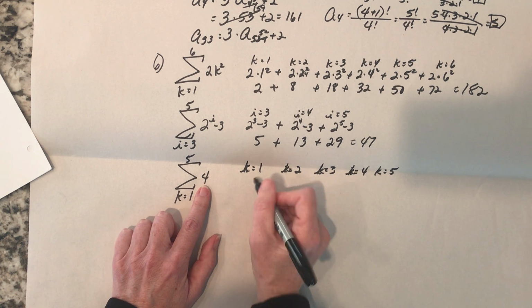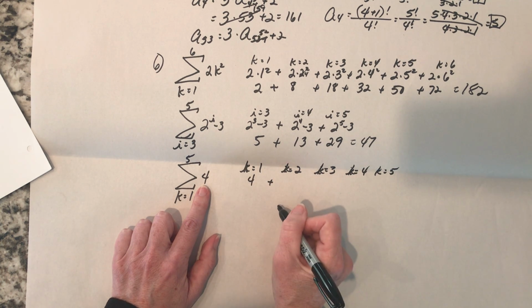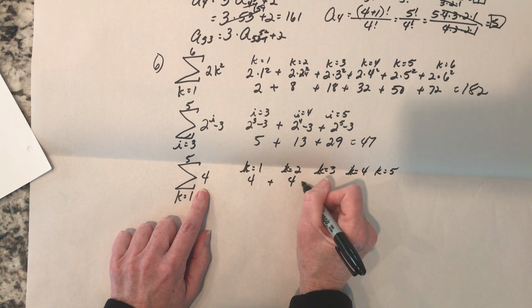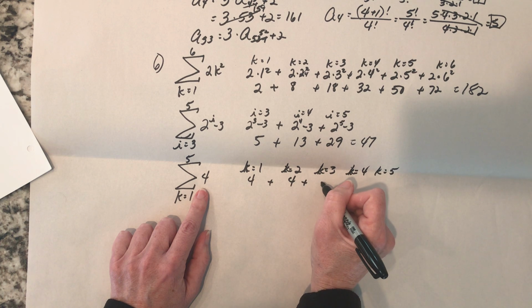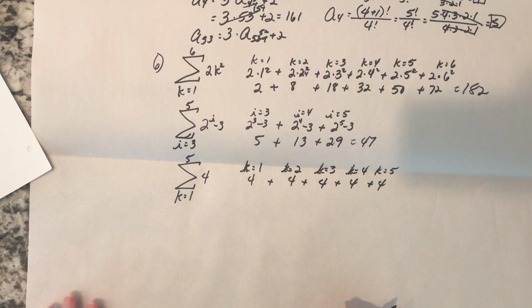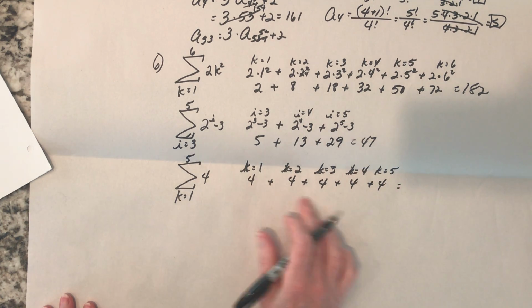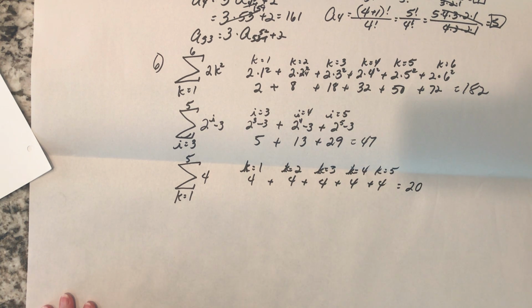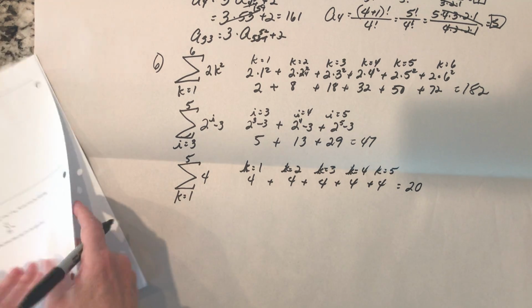So when K equals 1, the answer is 4. When K equals 2, the answer is 4. When K is 3, we're not plugging in a 3 because there's nowhere to plug it in, the answer is 4. That's the expanded version. To get the total, you just add those up, or 1, 2, 3, 4, 5 times 4 gives you a 20. All right, let's go on to the next page.